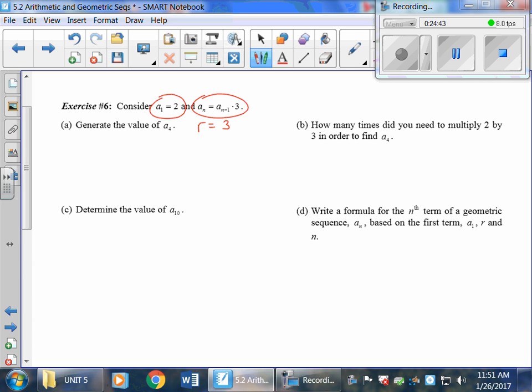Well, that's easy enough to just write them down, because a sub 1 is 2. A sub 2 is the previous term times 3, which is 6. A sub 3 is the previous term times 3, which is 18. And a sub 4 is equal to the previous term times 3, which is 54. So that's easy enough. There's your answer.